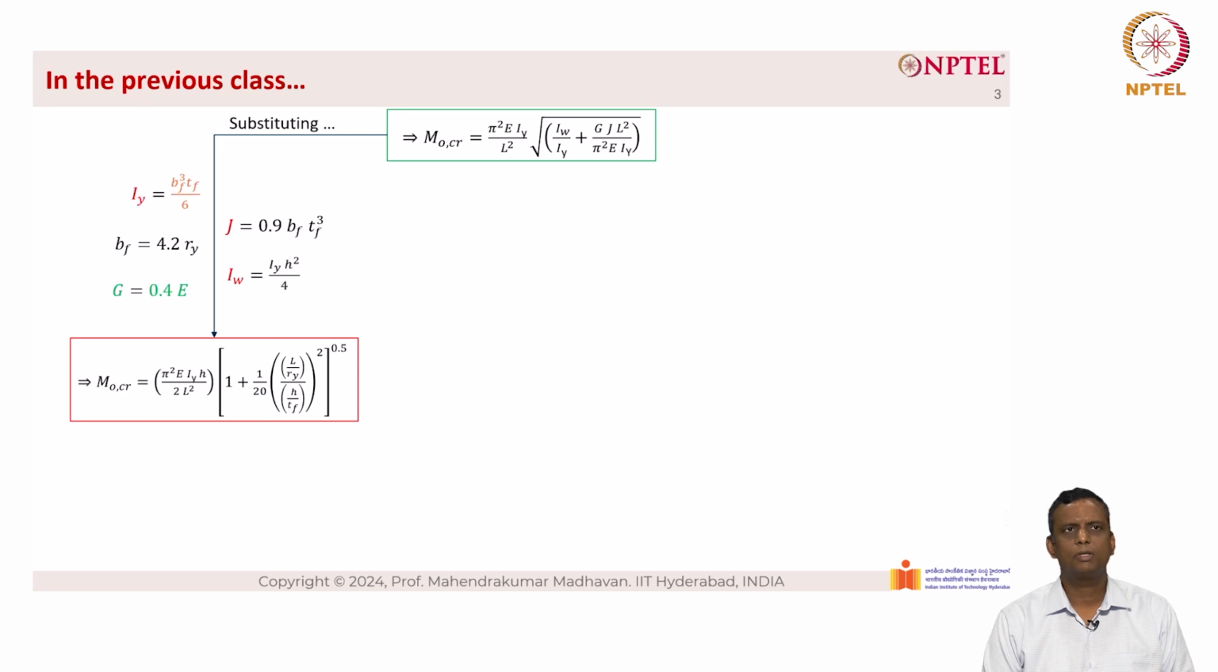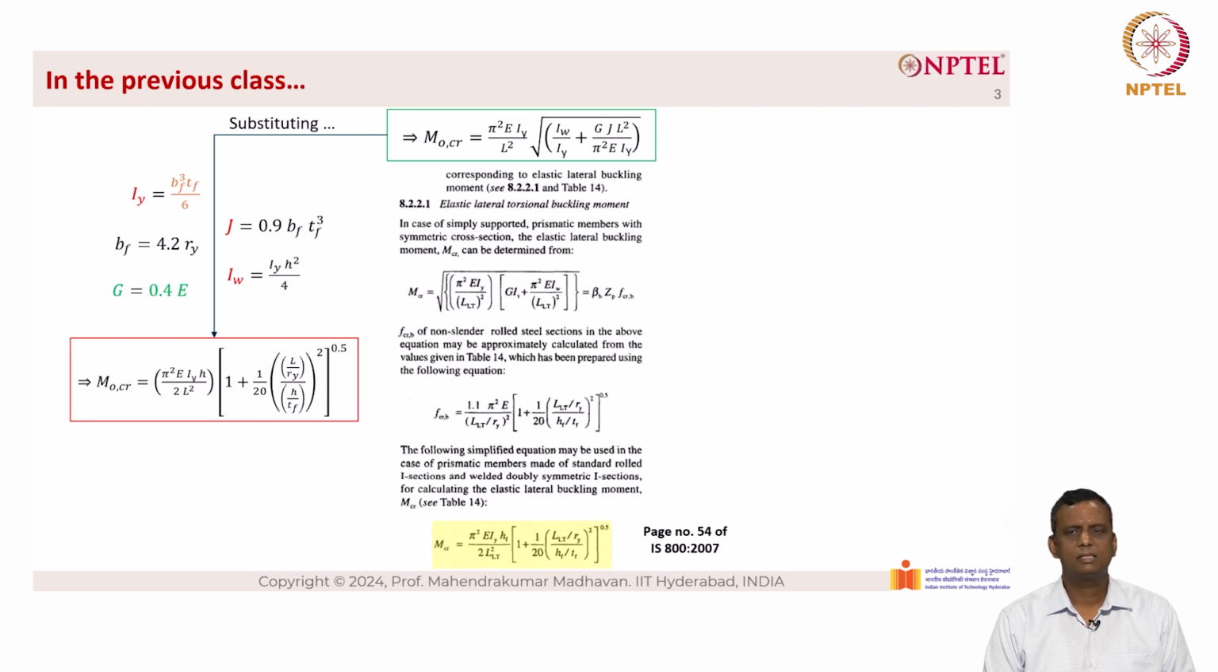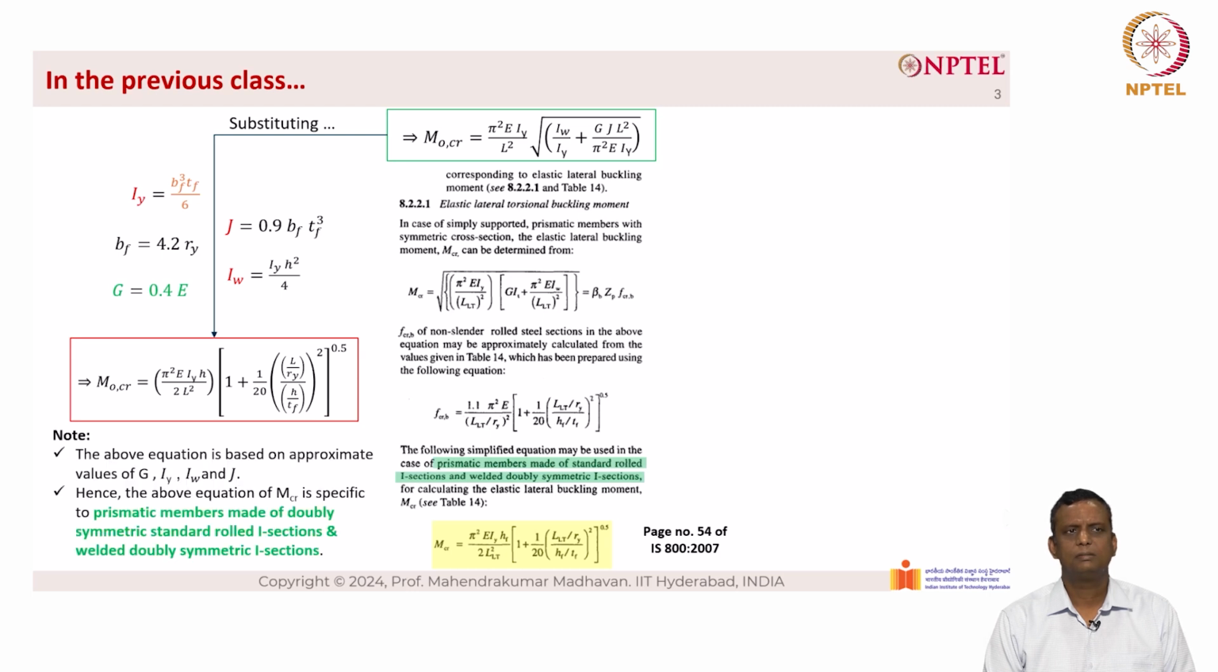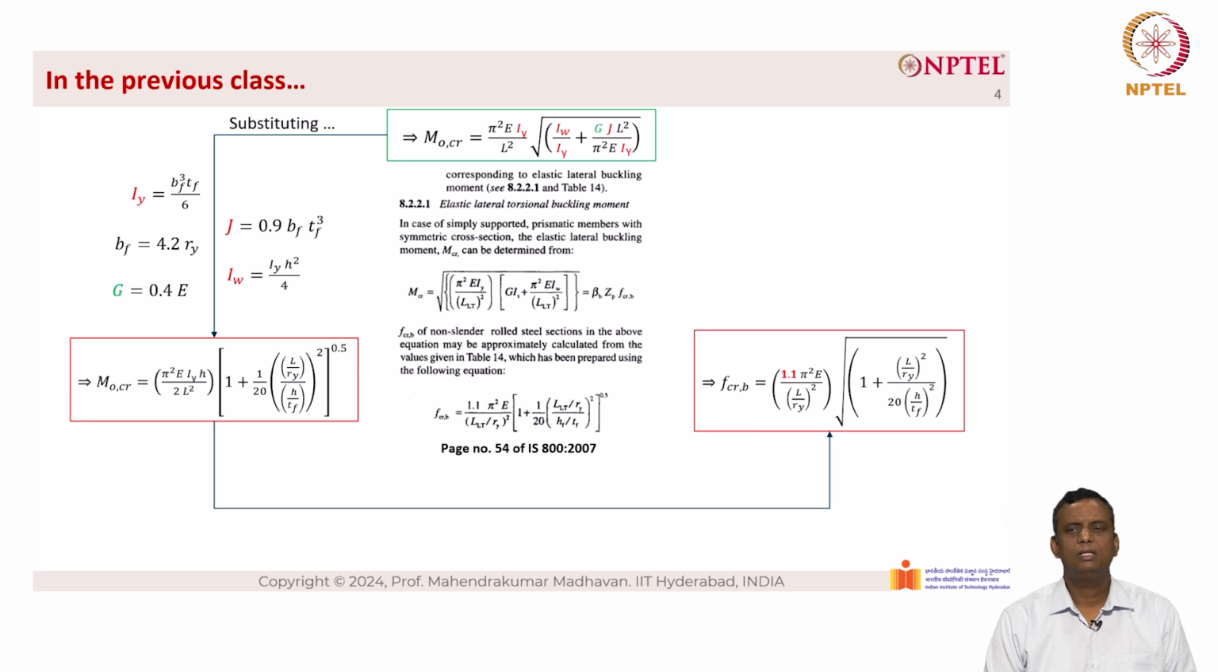This can also be morphed into another simplified equation based on the properties shown here, both material as well as geometric. And this is similar to the equation that is shown on the right hand side, page number 54 of IS 800. And this is very specific to standard steel I sections, doubly symmetric. And the above equation is based on approximate values of G, IY, IW, and J. And the MCR is specific to prismatic members of doubly symmetric standard rolled I sections and welded doubly symmetric I sections. This can be further simplified to get FCRB.